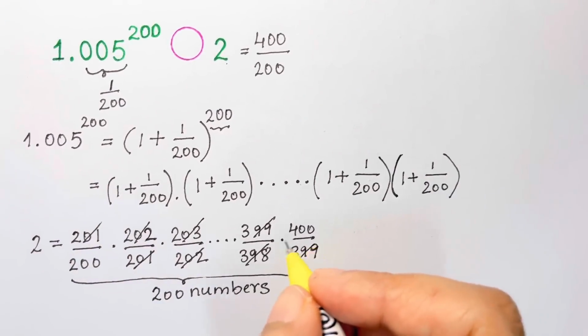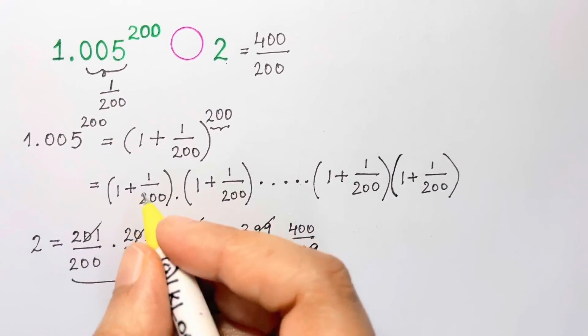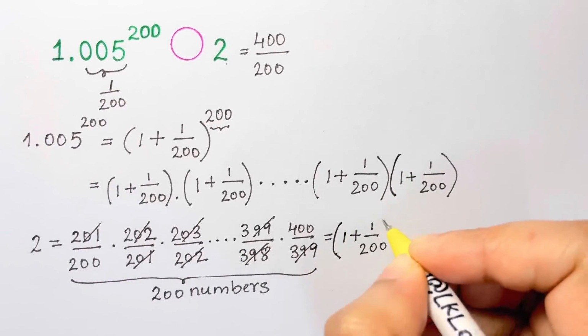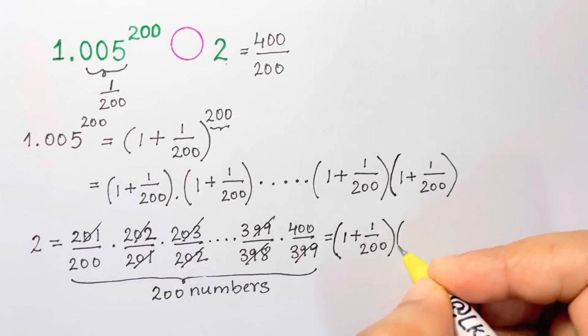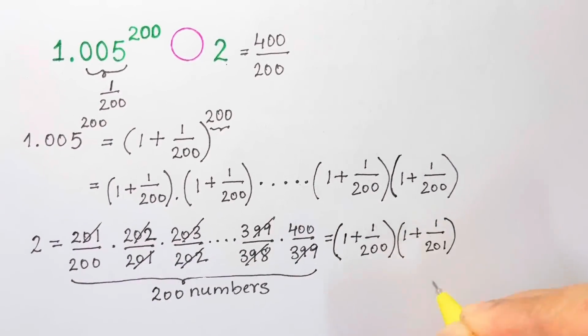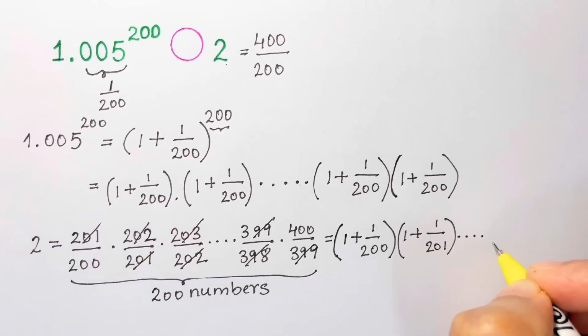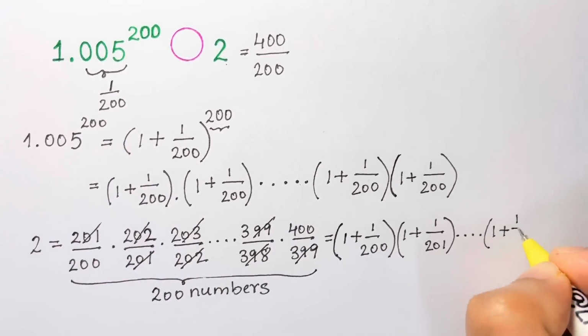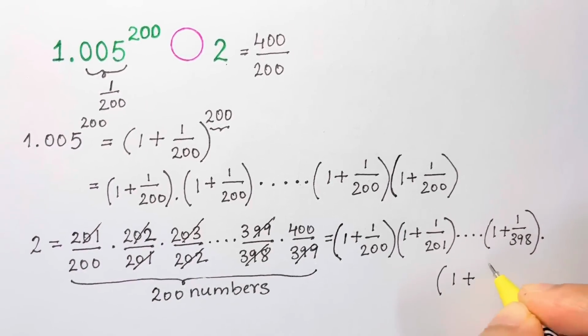Now we have a problem. How can we write this term in this form? The first one is 1 plus 1 over 200, the second one is 1 plus 1 over 201, and the third is 1 plus 1 over 202, and so on. And the second last is 1 plus 1 over 398, times 1 plus 1 over 399.